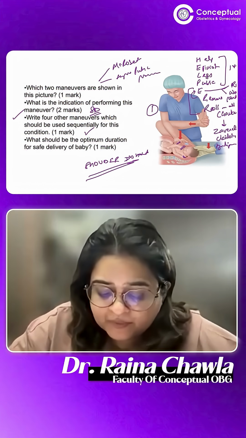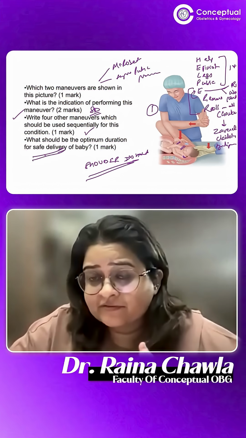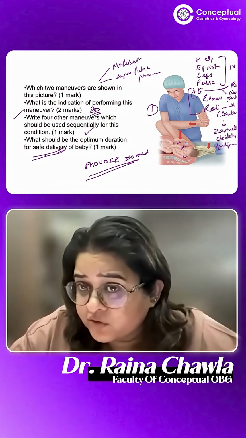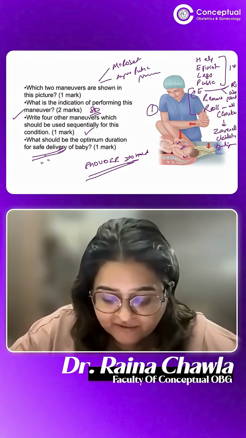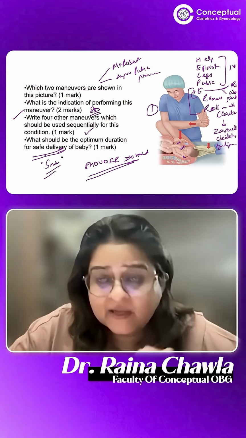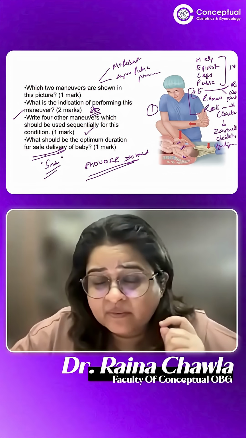What should be the optimum duration for safe delivery of baby? For safe delivery of the baby, remember this is the same for shoulder dystocia and for after coming head of breech also. 5 minutes. After 5 minutes hypoxia is going to set in and this baby can be born hypoxic.